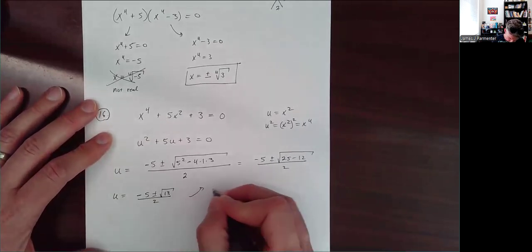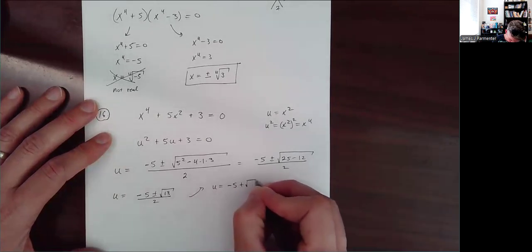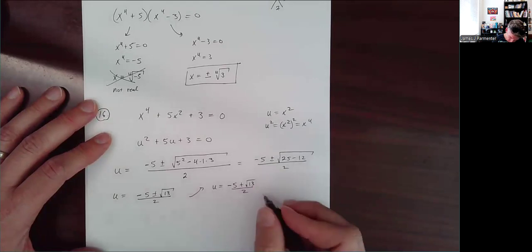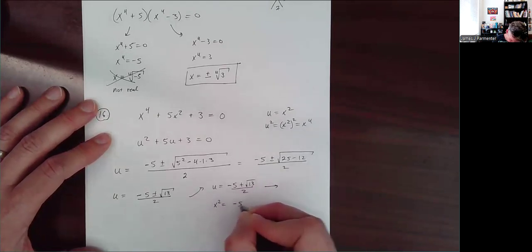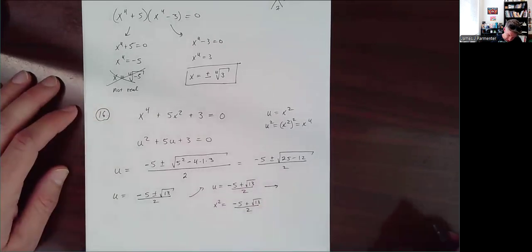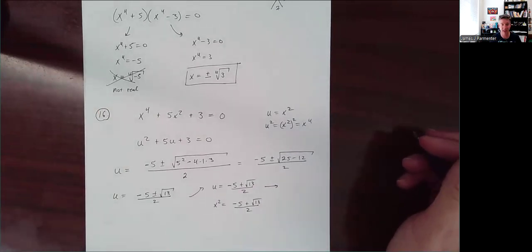So one value is u equal to -5 plus root 13 over 2, which is then going to lead us to saying that x squared is equal to -5 plus the square root of 13 all over 2. This is interesting. I think I picked an example that has no solutions. Sorry about that. Sometimes that happens.